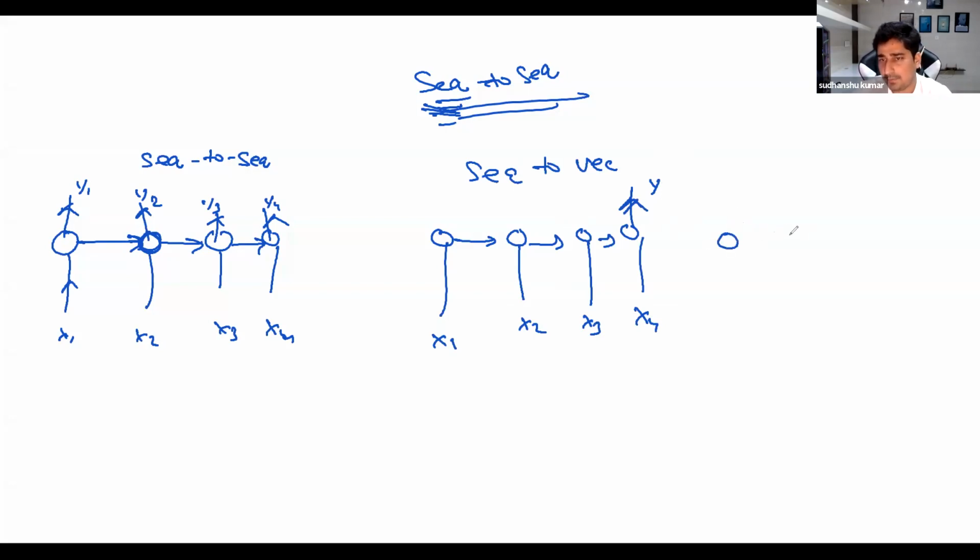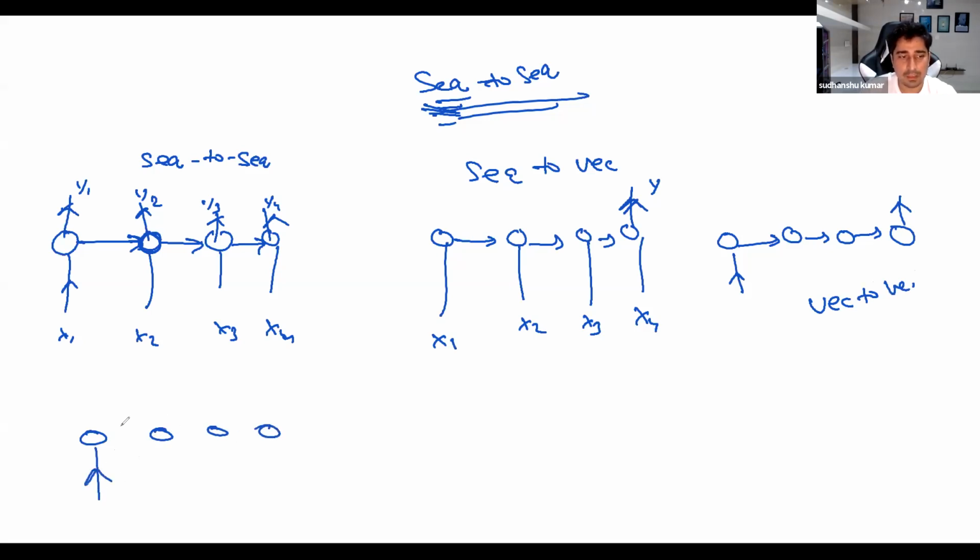Now the third type which is possible, again similar. Maybe I can pass only one data and get only one output. So I can say vec to vec. Now in another situation, I can pass only one data but get multiple outputs. This is called vec to seq. So basically, these are the kinds of flow which are possible inside a sequential model.